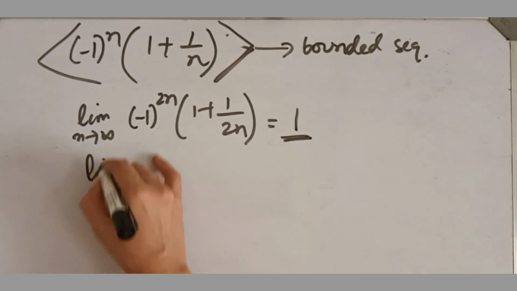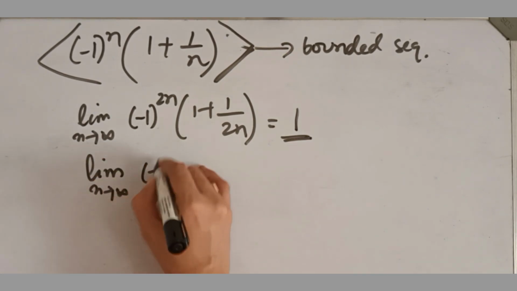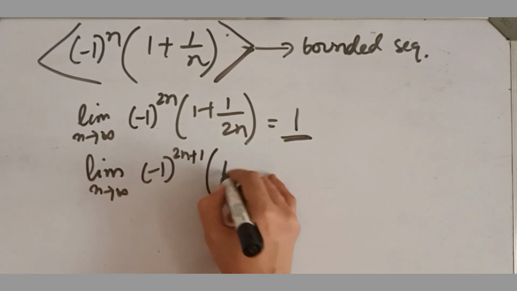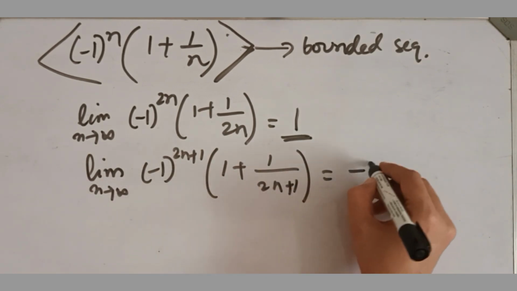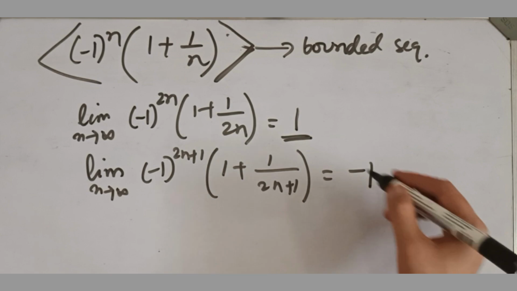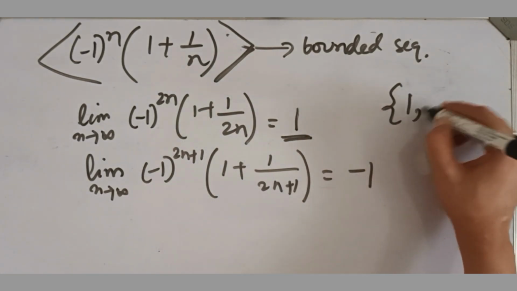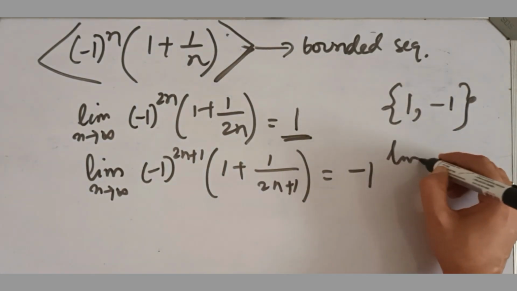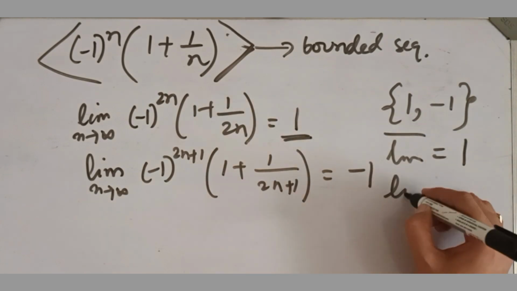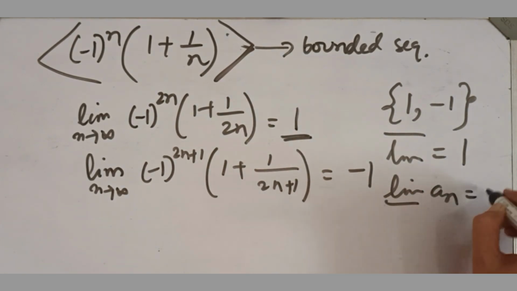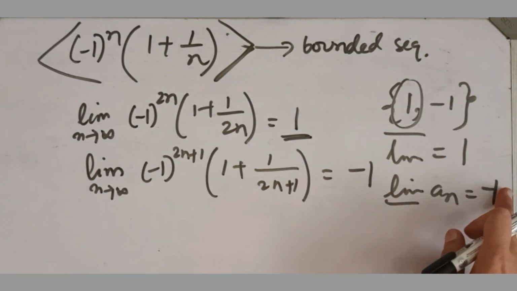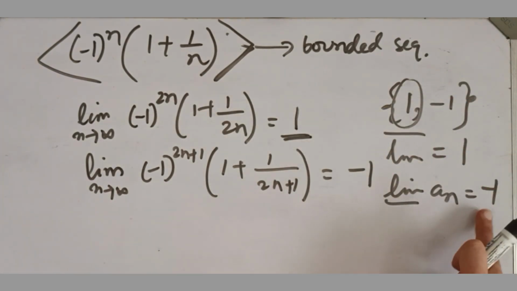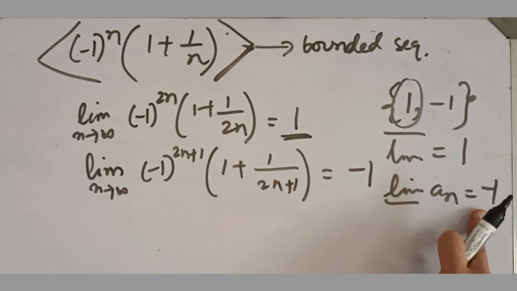Similarly, limit as n tends to infinity of (-1)^(2n+1) into (1 + 1/(2n+1)) gives you -1. Therefore, here the limit points are 1 and -1. Limit supremum is equal to 1. Limit infimum of this sequence is equal to -1. The largest among the limit points is the limit supremum and the smallest among the limit points is the limit infimum.